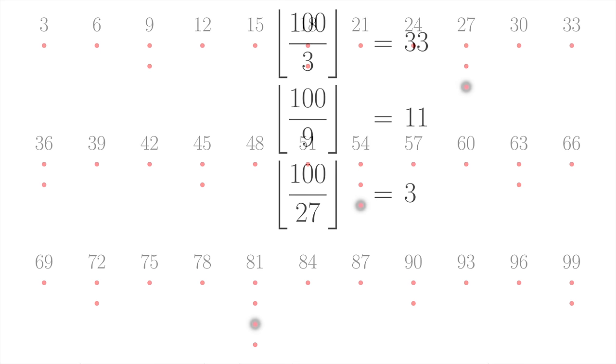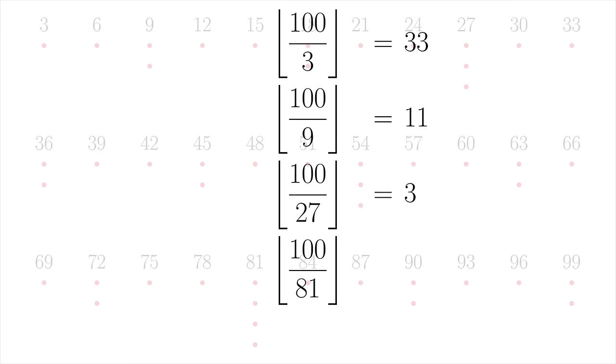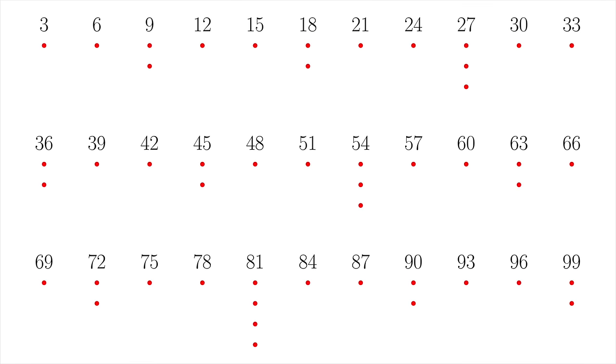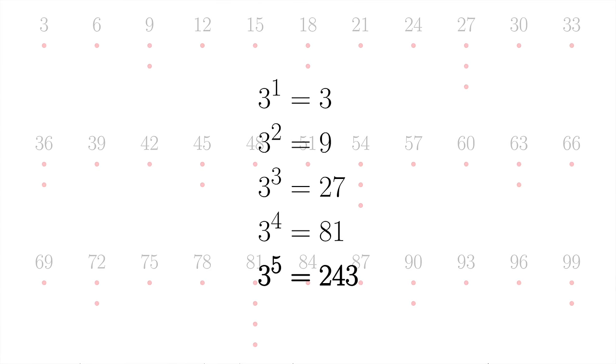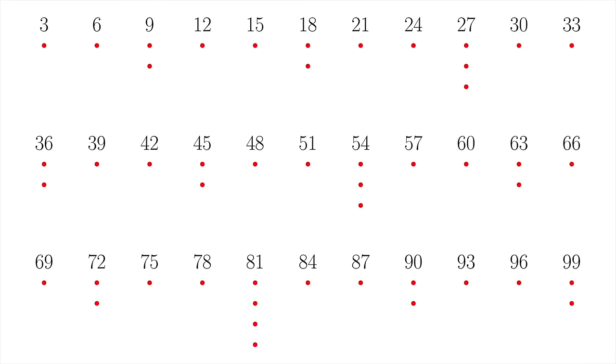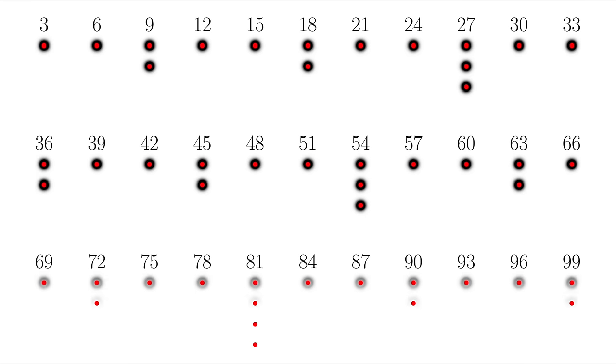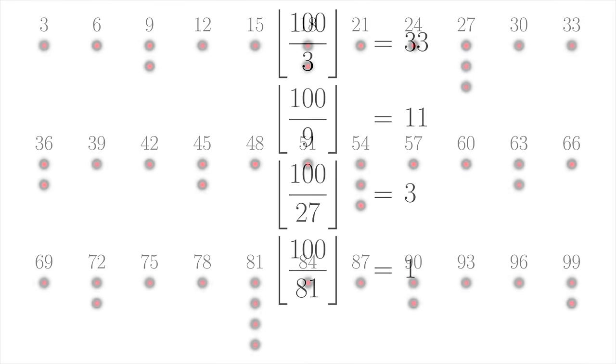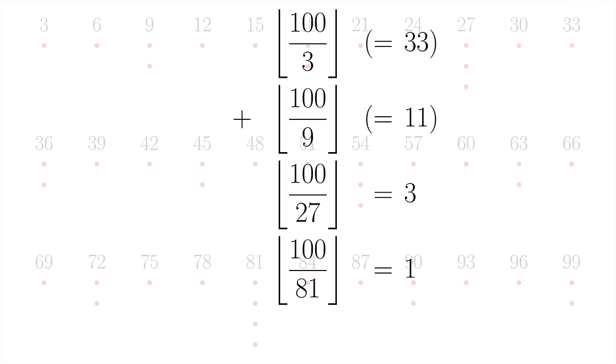Now, I can ask about dots in the fourth row, because I actually have one of those. That'll be the floor of 100 divided by 81. There's only one of those. And I could keep going and think about what about dots in the fifth row? But there won't actually be a dot in the fifth row at all until I get to 243, which is much larger than 100. And so really, I can stop there. So actually, the answer to this question, how many times does 3 go into 100 factorial? It is 33 plus 11 plus 3 plus 1, which is 48.